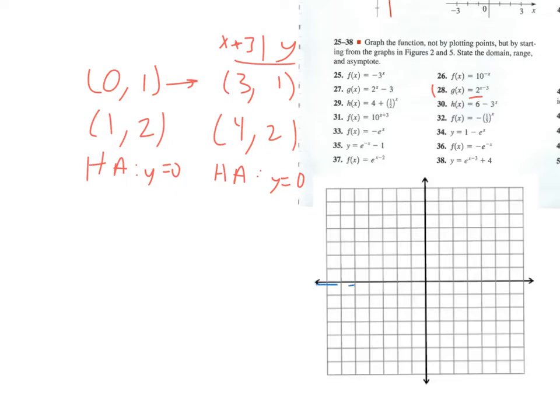So I'll graph my horizontal asymptote as just a dashed line. And then I have my points at 3, comma 1 and 4, comma 2. So then with those points, I can see that it's exponential growth. It's growing from left to right and then approaches the asymptote going left.